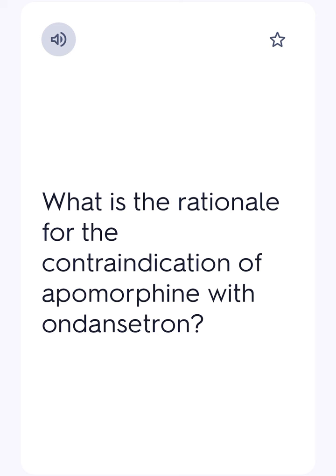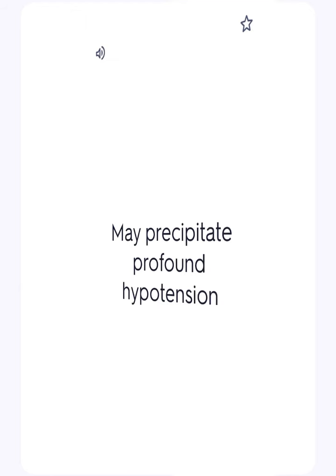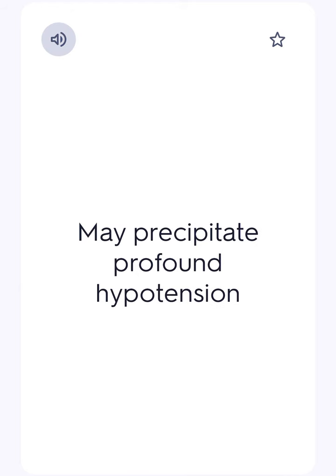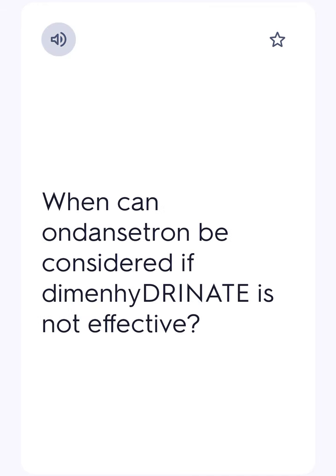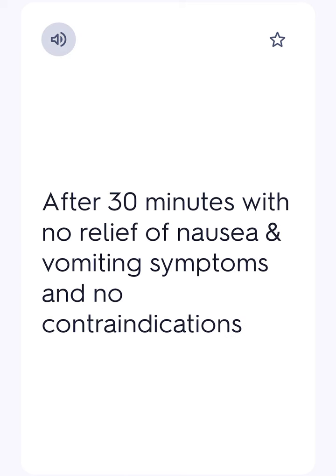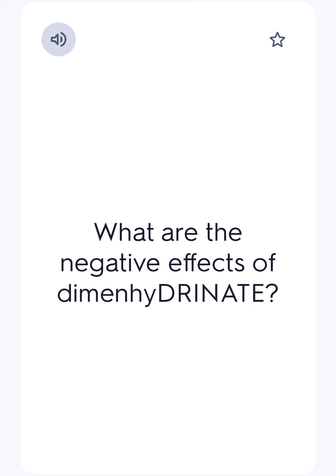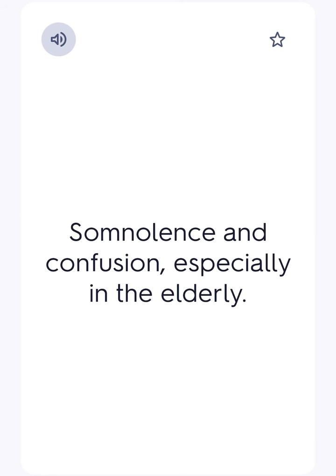What is the rationale for the contraindication of apomorphine with ondansetron? May precipitate profound hypotension. When can ondansetron be considered if dimenhydrinate is not effective? After 30 minutes with no relief of nausea and vomiting symptoms, and no contraindications. What are the negative effects of dimenhydrinate? Somnolence and confusion, especially in the elderly.